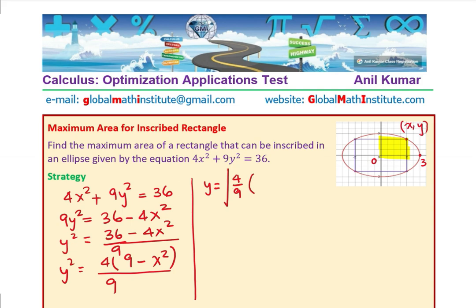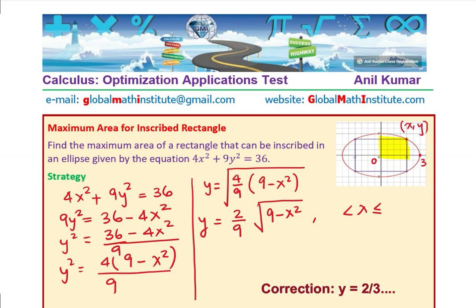And then within this bracket, we have 9 minus x squared. Makes sense, right? You see? And 4 over 9: the square root of 4 is 2, and that of 9 is 3, right? And we have this square root, 9 minus x squared. And as you know from here, the value of x is between what? Between 0 and 3. Of course, right? Within the square root, you cannot have a negative term.